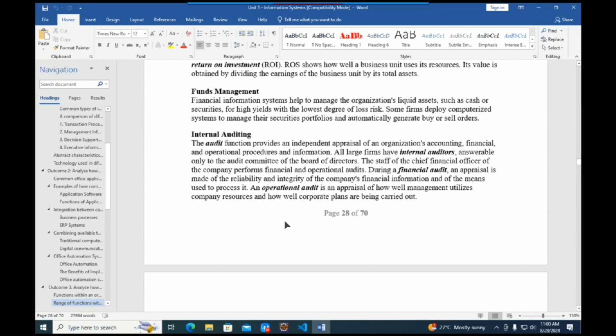Then we have funds management. How are the organization's assets, for example the cash and even securities, managed to a level that there is low risk of losing them or going into a loss? Some production companies have computerized systems to manage the various securities, and also automatically generate the orders for buying and selling.